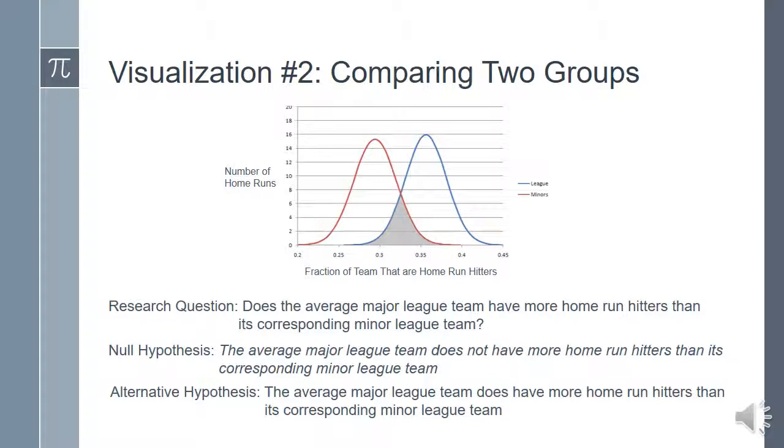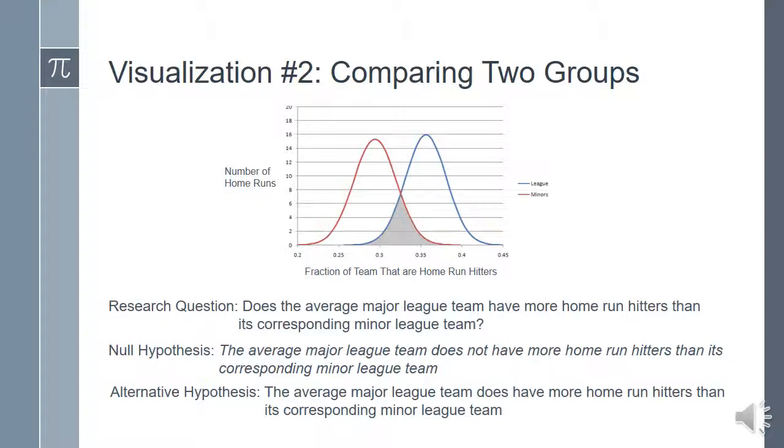Our second visualization will be comparing two groups of data. Again, our research question was posted. Does the average major league team have more home run hitters than its corresponding minor league team? Again, as the process dictates, we develop our null hypothesis, which is a statement that can be tested and falsified. In this instance, the null hypothesis is the average major league team does not have more home run hitters than its corresponding minor league team.